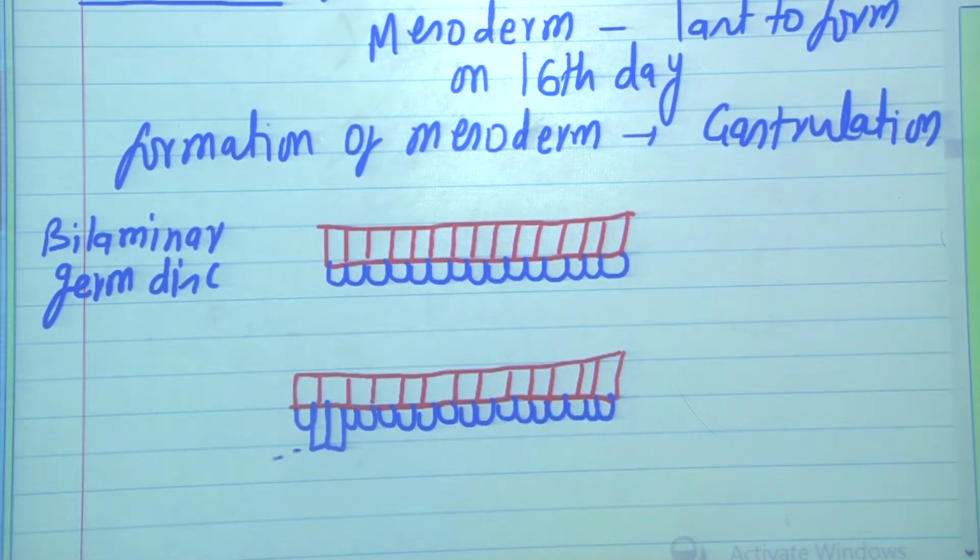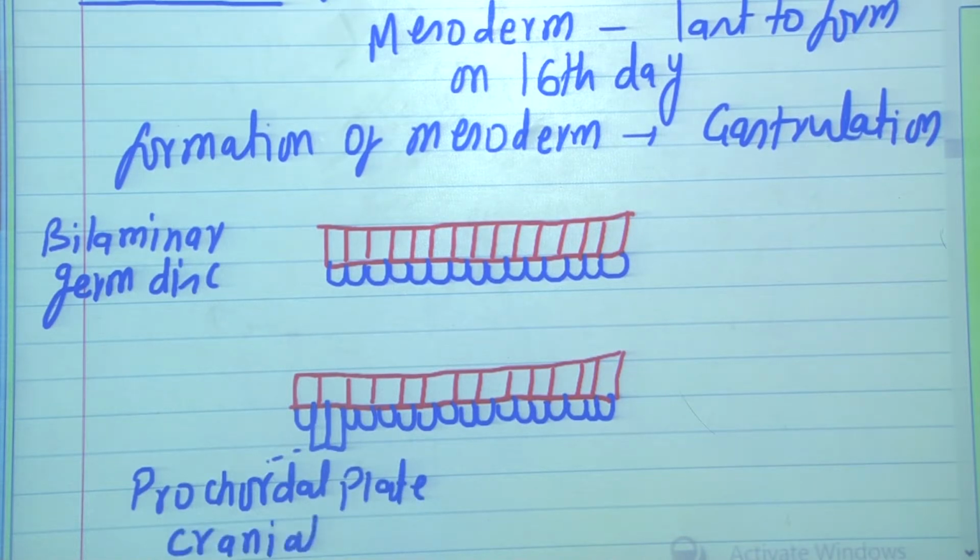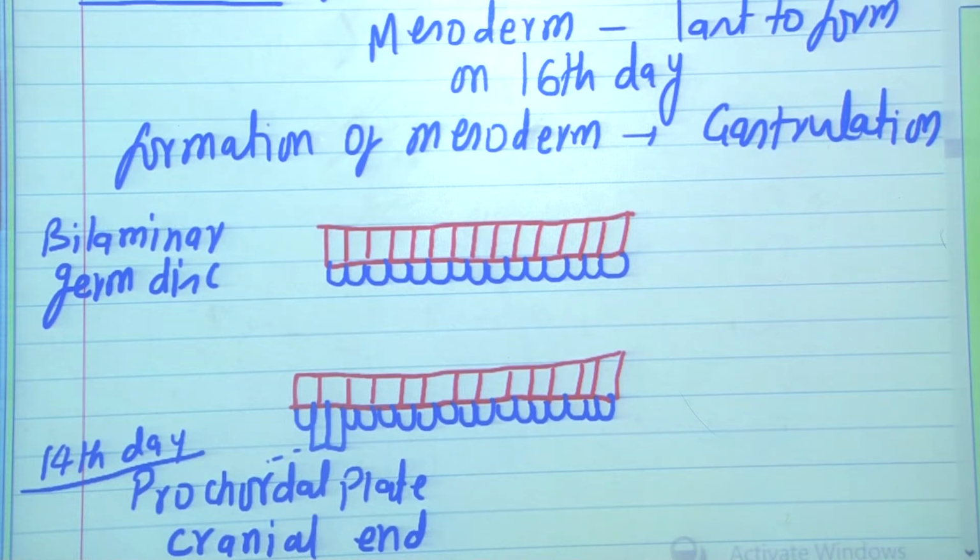This change is known as the procaudal plate. It fixes the cranial end. Now it is fixed that the head of the baby will form at this end. So the cranial end is decided by the procaudal plate, which is formed by the endoderm. On which day? On the 14th day after fertilization.